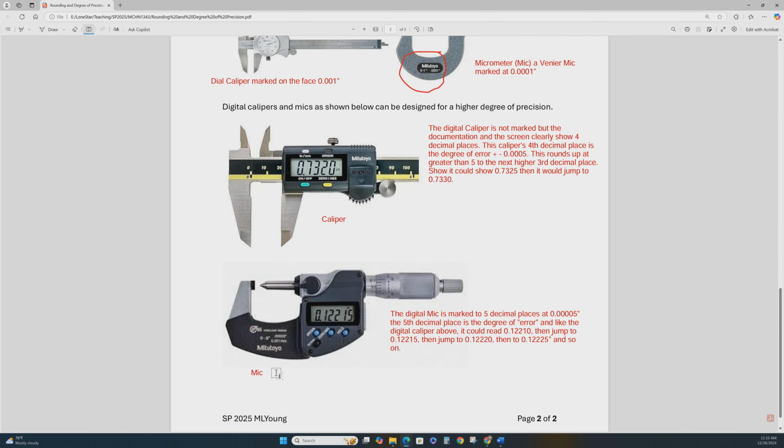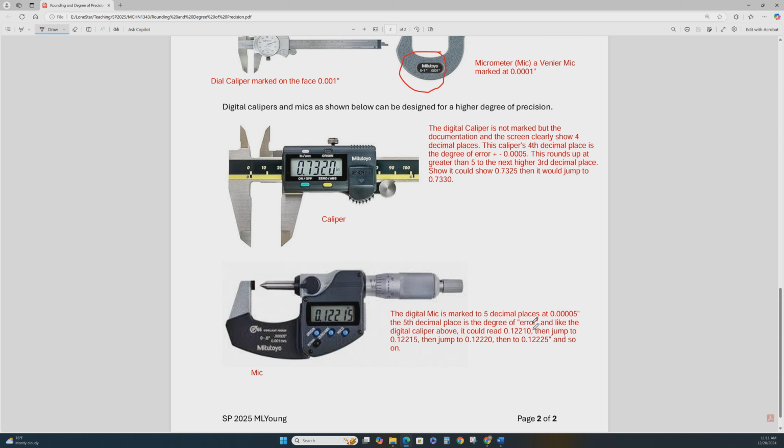All right, this is a digital micrometer. And as we can see, oh, I love it, it's good to what? There's your 0, there's your decimal place start point. 1, 2, 3, 4, 5 decimal places. So the digital mic is marked to 5 decimal places. I also stuck it on the face up here at 0.00005. The 5th decimal place is the degree of error for the sake of this discussion.